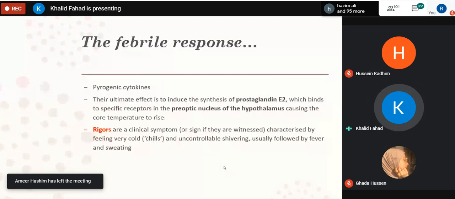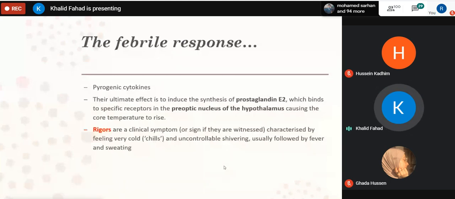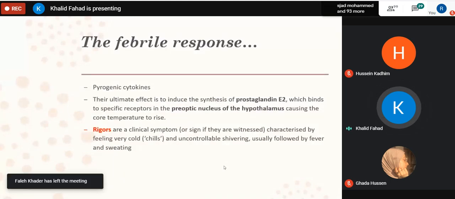What about the febrile response, which is one of the common manifestations of infection in infectious diseases? The febrile response is usually mediated by pyrogenic cytokines, for example, interleukin 1 and interleukin 6. Their ultimate effect is to induce the synthesis of prostaglandin E2. This prostaglandin will bind to the preoptic nucleus of the hypothalamus and will cause the core body temperature to rise, for example, from the normal 36.9 to 38. In response to this upset in the hypothalamic thermostat, the body will develop rigors.